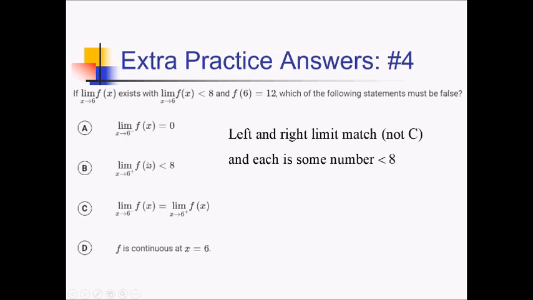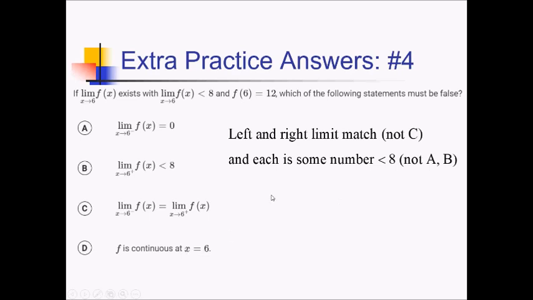And choice B is saying exactly this, really, that the right side limit is less than 8. Well, that's actually guaranteed to be true. If the overall limit's less than 8 and the limit exists, that means both sided limits are going to be less than 8. So this eliminates choices A and B together, which means it has to be choice D that has to be false.